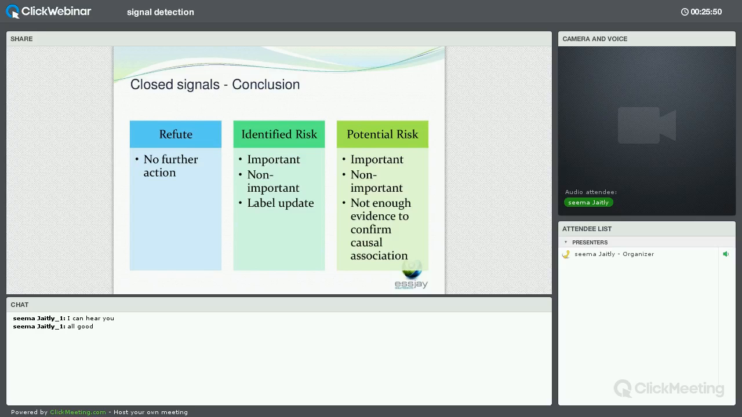And the reason that I put it like this is because within the PBRA, this is what you're meant to present. You're meant to present, if a signal is closed, what has been the conclusion in this way, and then you're meant to cross-refer to the relevant sections within the PBRA. As in, if it's an identified risk, you'd put it into the identified risk piece.